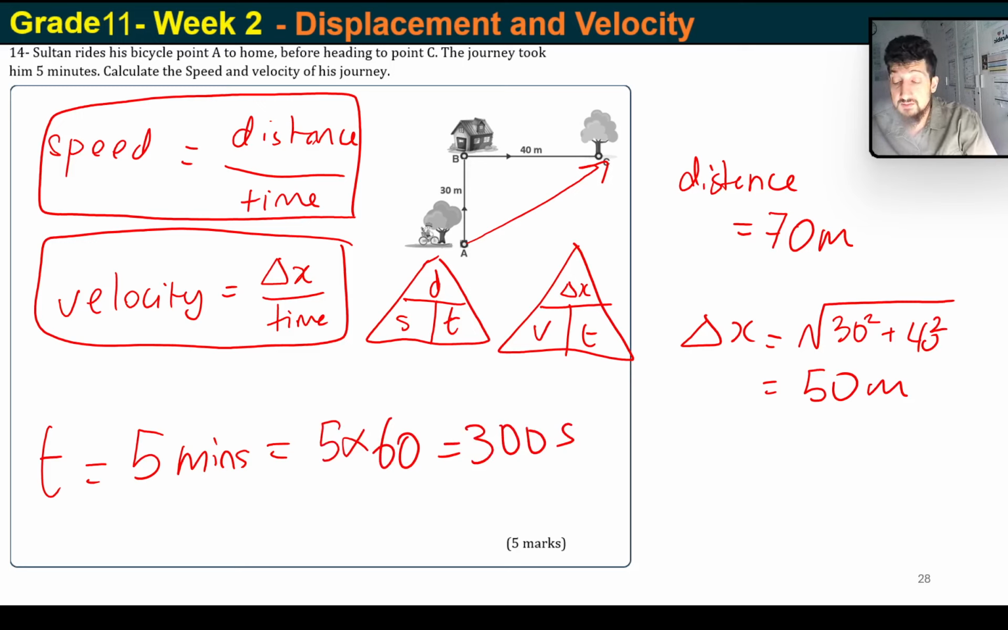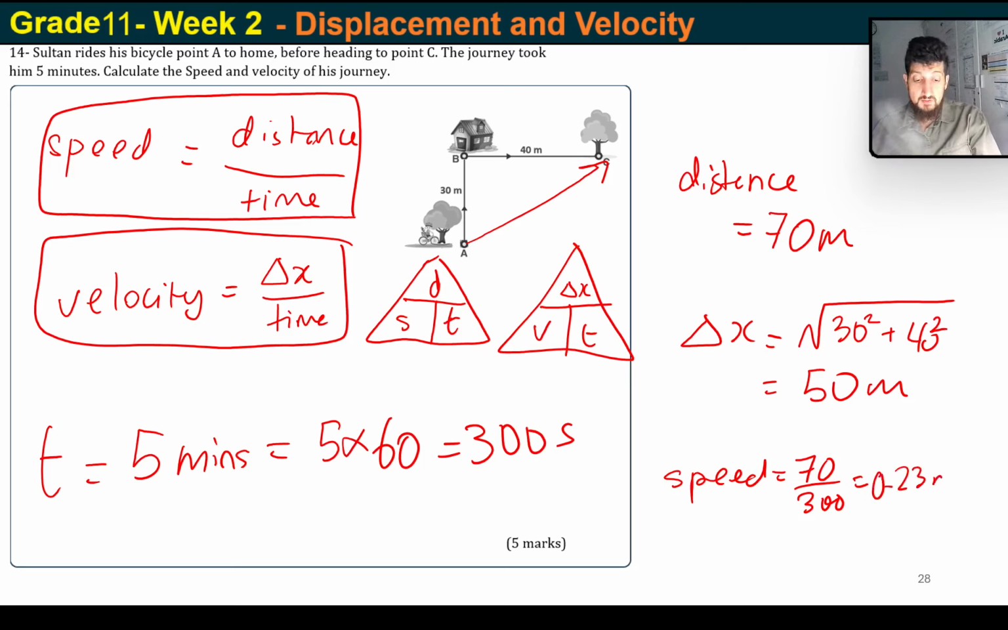So the speed is going to be 70 over 300, which is equal to 0.23 meters per second. And the velocity is equal to 50 divided by 300, which is equal to 0.16 meters per second. Don't forget the direction. North, east. And that's the answer.